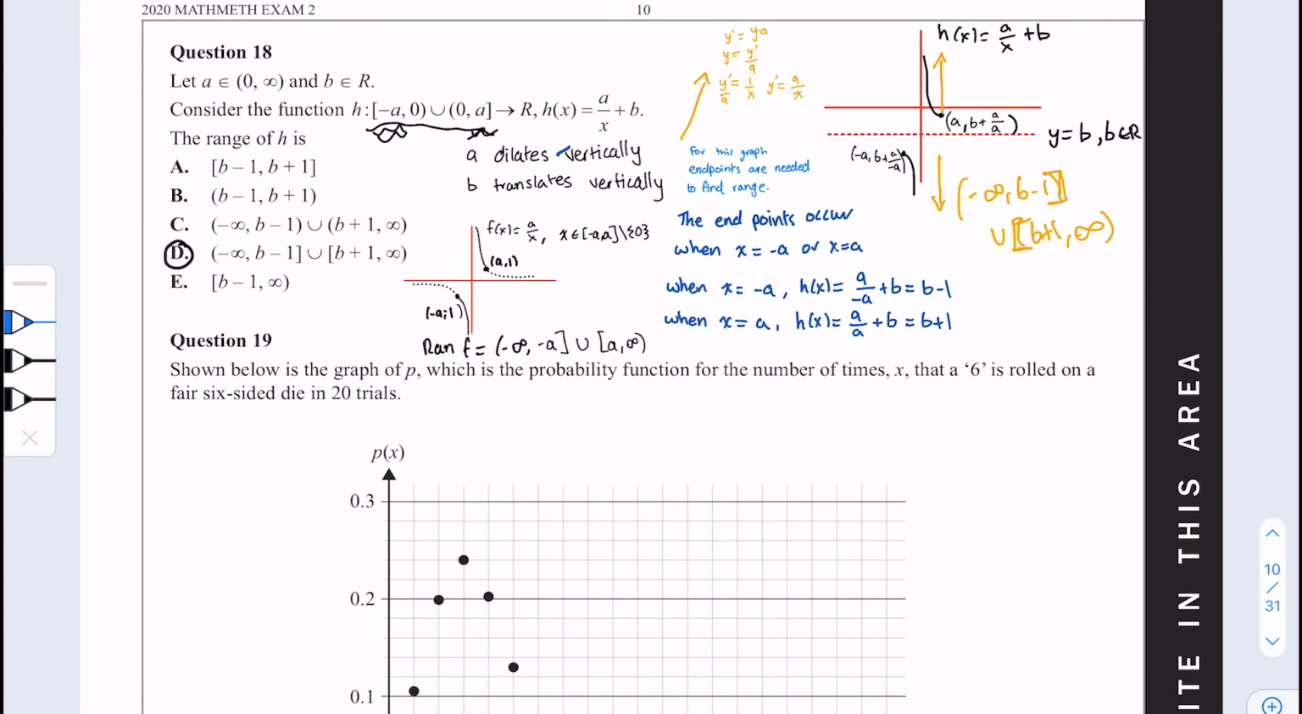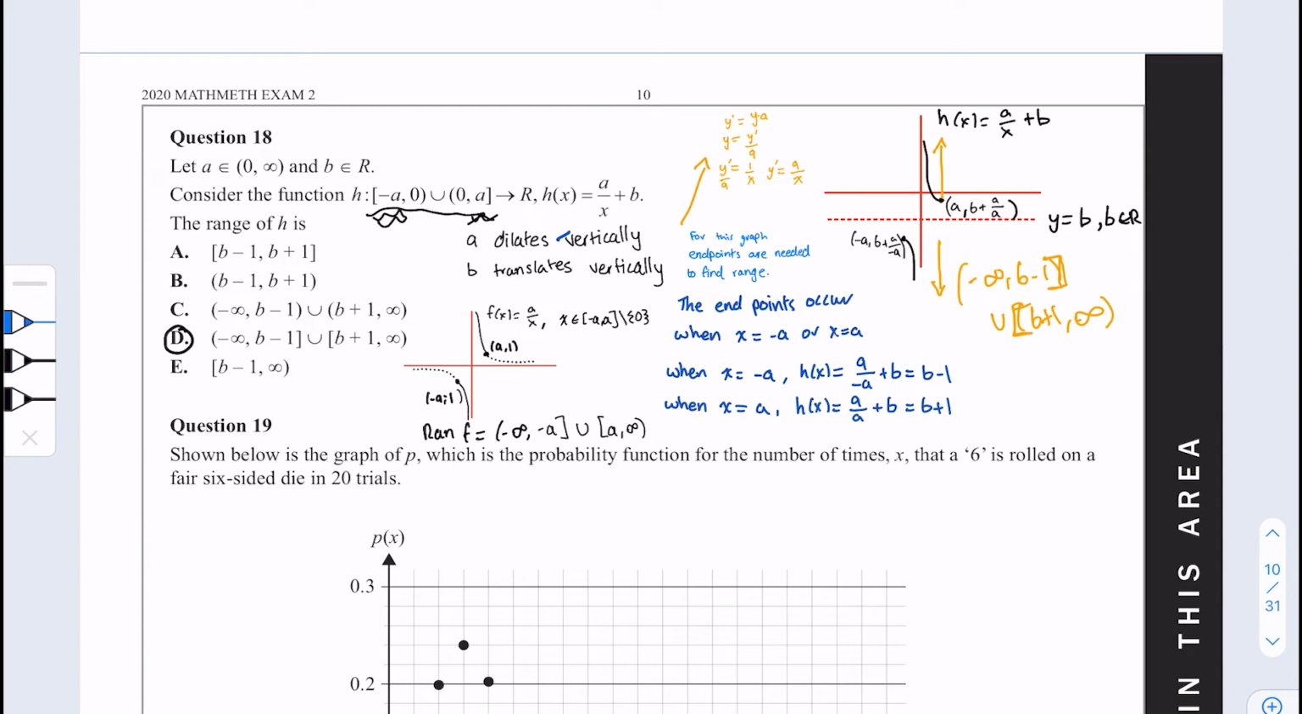All right, so for question 18, we have function h of x, it's equal to a over x plus b. And so first we should just sketch what we think h of x looks like. It looks like this. Okay, but now we know that the x value doesn't go to negative infinity and positive infinity. The x value only goes to negative a and positive a.